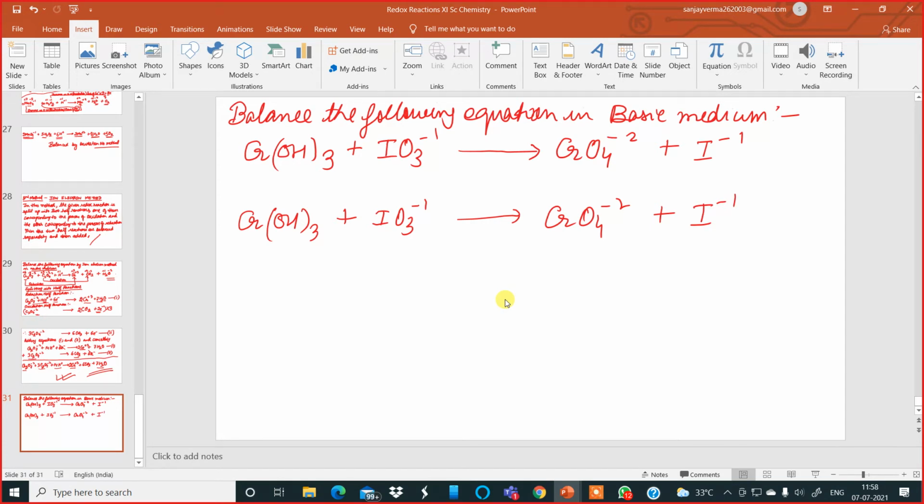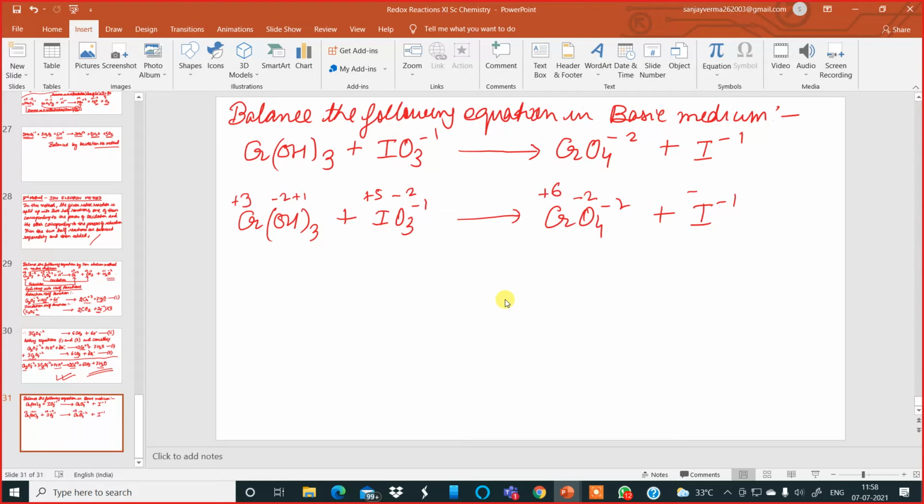So I'm going to write down the oxidation number of all the atoms above the symbol. For chromium, oxygen we know is minus 2, hydrogen is plus 1, so chromium becomes plus 3. Then in iodate ion, oxygen is minus 2, so 3 times is minus 6, plus 6 minus 1 is plus 5, so iodine is plus 5. In CrO4 minus 2 ion, oxygen is minus 2, so 4 times is minus 8, plus 8 minus 2 is plus 6, so it is plus 6 over here.